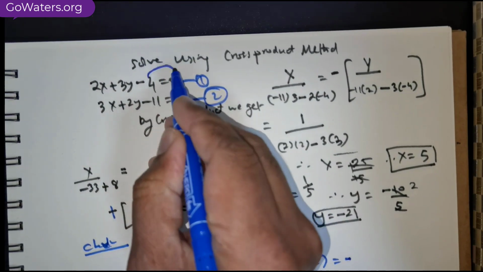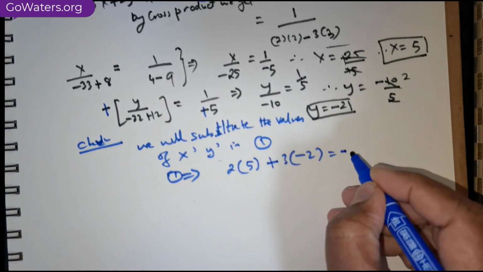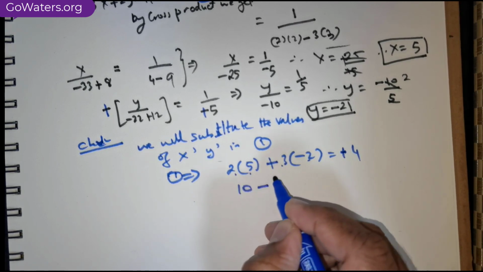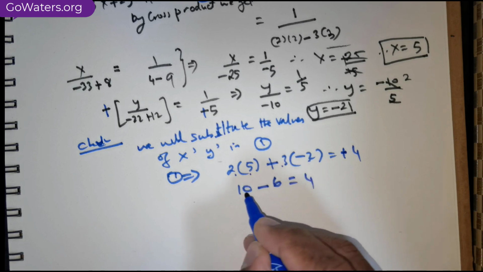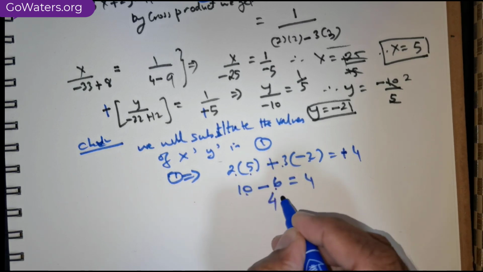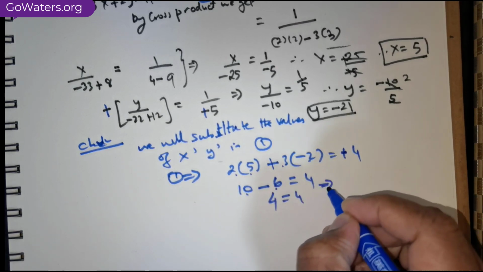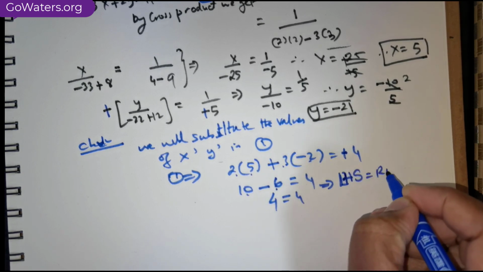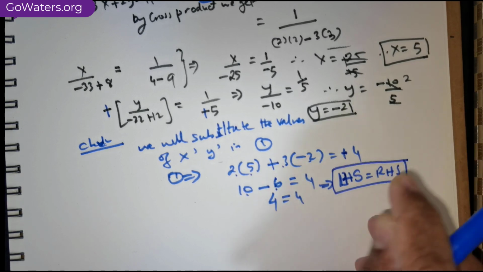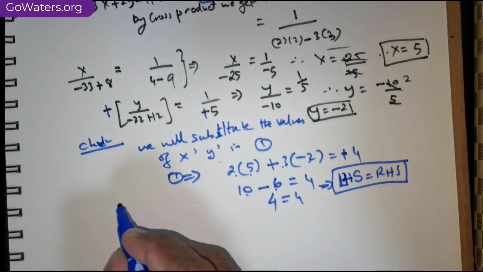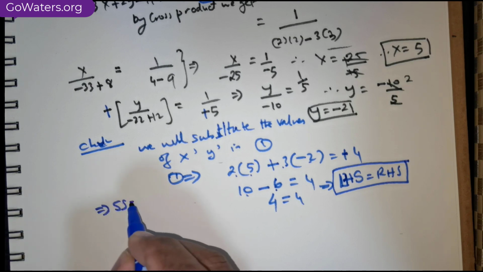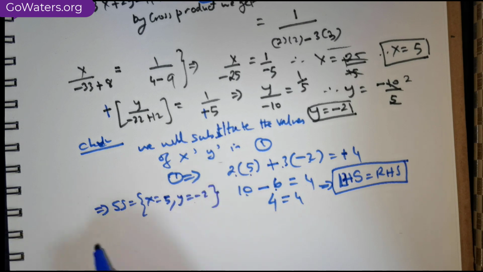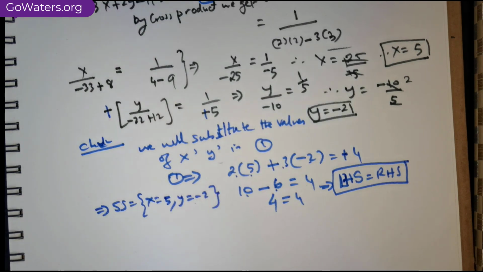Right hand side is actually 4 moves to the right hand side, I get positive 4. So 2 times 5 is 10, 3 times 2 is 6 with a negative sign is equal to 4. 10 with negative 6 will give me 4. 4 is equal to 4, which means you need to state that left hand side is equal to right hand side. Right? So this means our solution set is what? X is equal to 5 and y is equal to negative 2. So that's the answer for this question.